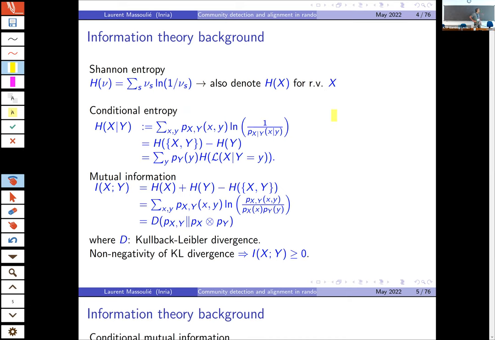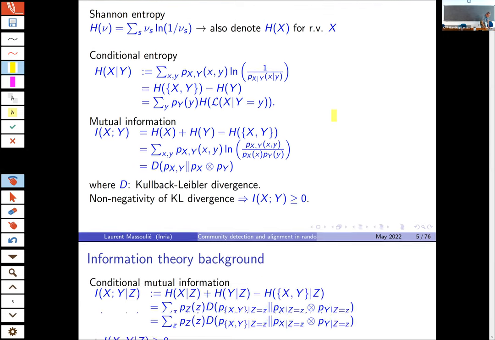And mutual information can be defined again in many ways. So mutual information between variables X and Y can be defined as the sum of entropies of X and of Y minus the joint entropy. And it's also the Kullback-Leibler divergence between the joint distribution and the product distribution of the marginals. So that's probably the most useful characterization of mutual information.